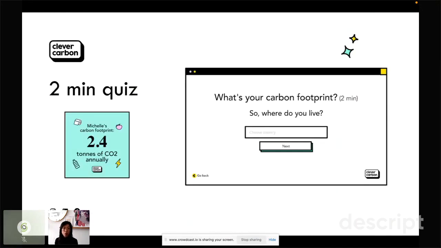And the crux of what we do is focused around our 2-minute carbon footprint quiz. And we're all actually going to have a chance to take that together in a moment here. But why do we even focus on carbon footprint anyways? There's so many things that we can teach people when it comes to sustainability.